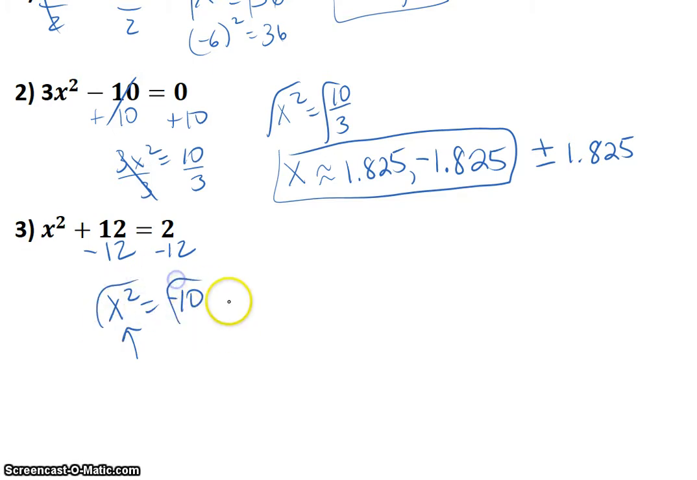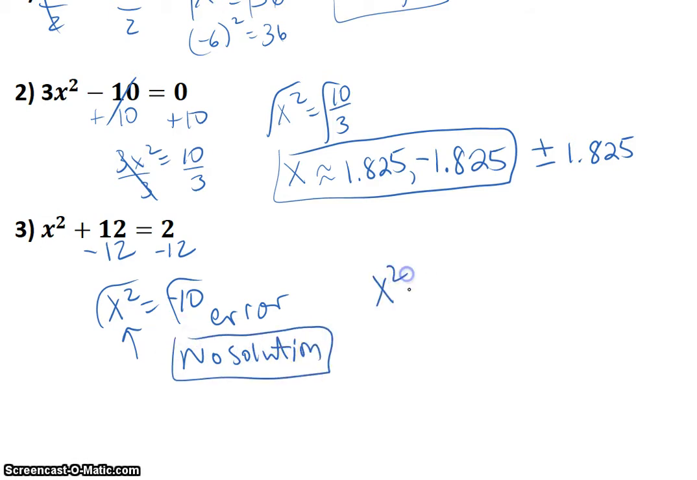Even if you tried to do this in your calculator, you should get an error because there are no square roots of negative numbers, no real square roots anyway. And so what we would say to this is there is no solution to this problem. This will happen anytime you get a square root of a negative number. Or if it says x squared equals a negative, you will have no solution.